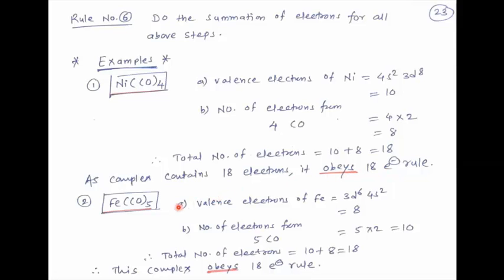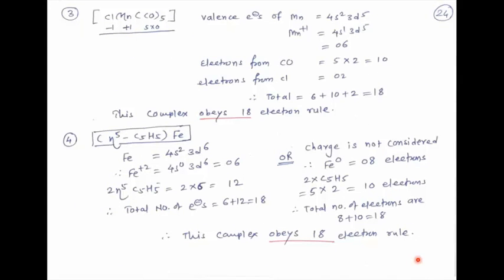Okay. Then see pentacarbonyl iron. Configuration of iron is 3d6 4s2, so 8 electrons are present. Number of electrons from carbonyl: again 5 carbonyl, therefore 5 into 2, so 10 electrons. Total number of electrons is 10 plus 8, it becomes 18. Hence this complex obeys the 18 electron rule.